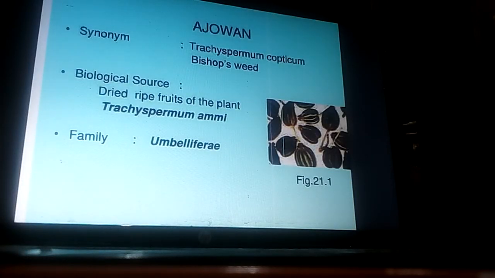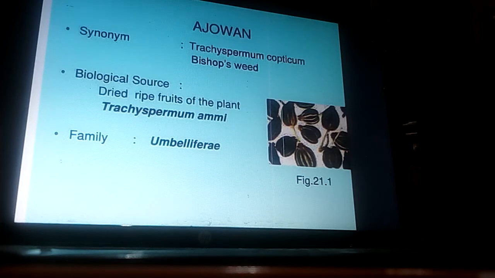Now the next drug we are going to study under this topic of carminatives is ajwan. You are very well aware of ajwan also. We are going to study the biological source, the family it comes from, its uses, and the chemical constituents which are responsible for the therapeutic effect of ajwan. The synonym is Trachyspermum copticum, or bishop's weed. Another name given to ajwan is bishop's seed.